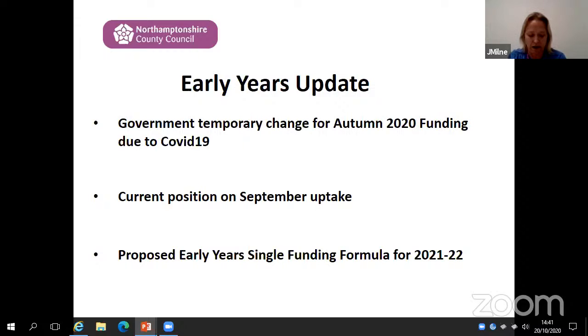On the agenda, I was going to go through the proposed early years single funding formula for 21-22, but I thought it might be pertinent for you all to have a short update about the government temporary change for autumn 2020 funding, due to COVID-19, and what the current position for this autumn block may be. And then I'll go on to the proposed early years single formula, if that's okay. So Beth, next one.